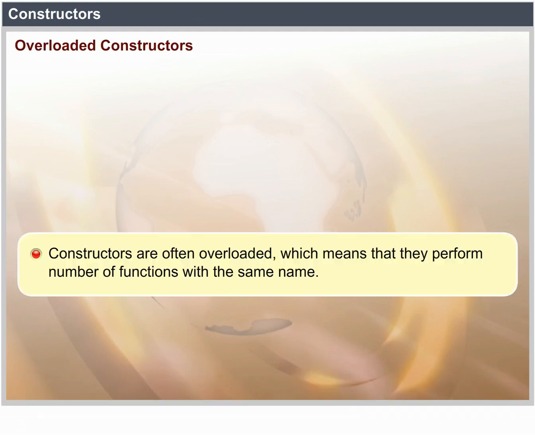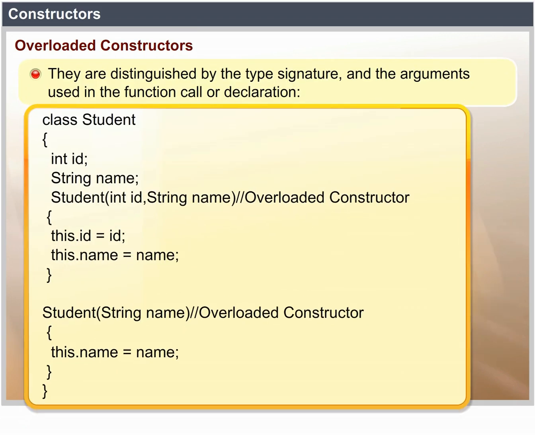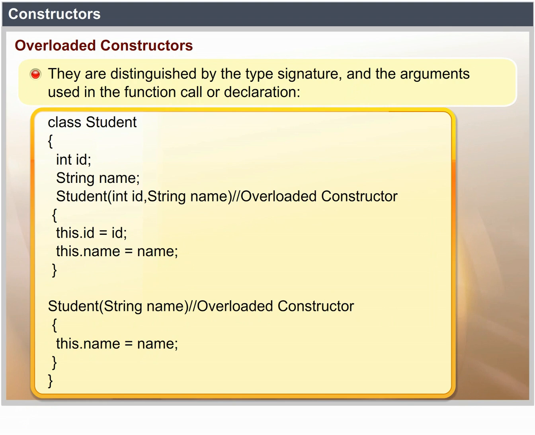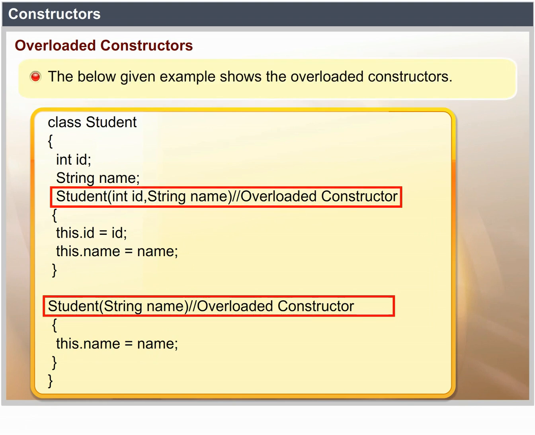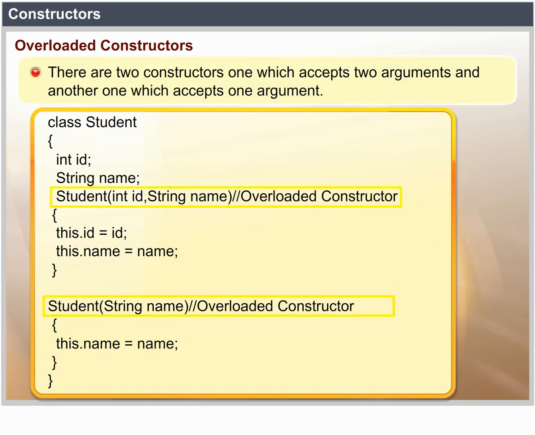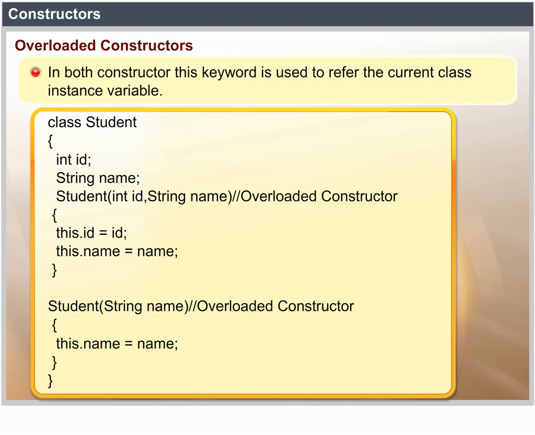Overloaded constructors. Constructors are often overloaded, which means that there are a number of functions with the same name. They are distinguished by the type signature and the arguments used in the function call or declaration. The below given example shows the overloaded constructor. There are two constructors, one which accepts two arguments and another one which accepts one argument. In both constructors, the this keyword is used to refer to the current class instance variable.